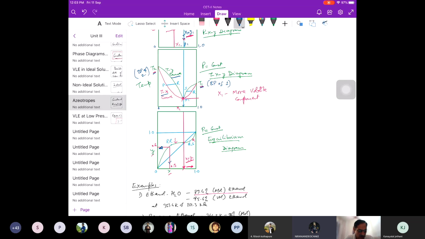Okay, sir. So if I take this composition 0.3, I'll get a vapor whose composition is 0.6, and as distillation proceeds, this composition will go on increasing. It will reach this point, where the vapor composition is the same as the liquid composition. It will not increase beyond that because that is a fixed composition, unless I start from this point.